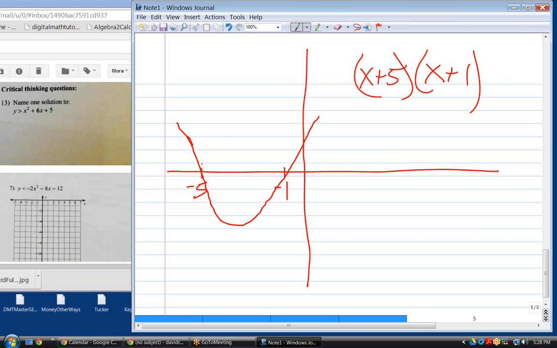But I never figured out the vertex, but where is the line of symmetry? Right in the middle. At minus 3. So I don't need to use the vertex. I don't need to go through the whole minus b over 2a. I know that at minus 3 is the x-coordinate of the vertex. What's the y value? That would be 9 plus 18 plus 5.